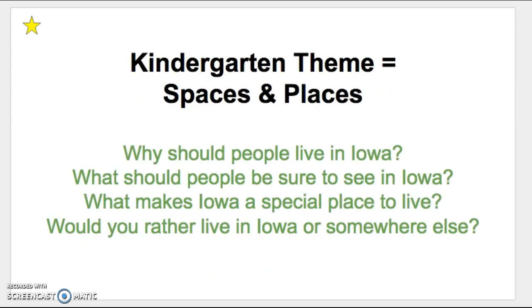So for example, if we're going to take a look at a kindergarten theme, which for Iowa is spaces and places, or this is in Norwalk specifically, I've put here a few compelling questions that you could use. All of these are compelling questions, but they are all choices of a compelling question that one could use for a unit. Why should people live in Iowa? What should people do in Iowa? What should people be sure to see in Iowa? What makes Iowa a special place to live? And would you rather live in Iowa or somewhere else?